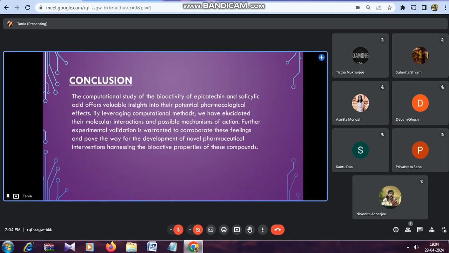Conclusion. The computational study of the bioactivity of epicatechin and salicylic acid offers valuable insights into their potential pharmacological effects. By leveraging computational methods, we have elucidated the molecular interactions and possible mechanisms of action. Further experimental validation is warranted to corroborate these findings and pave the way for the development of novel pharmaceutical interventions harnessing the bioactive properties of these compounds.